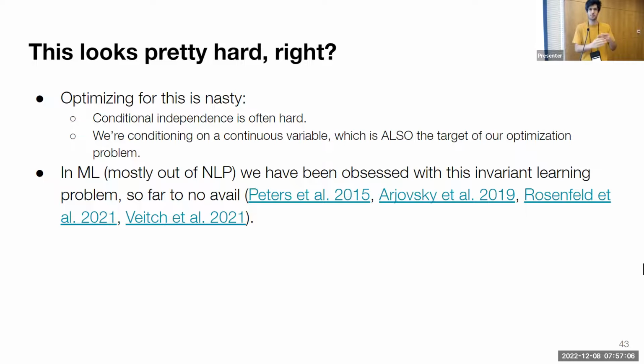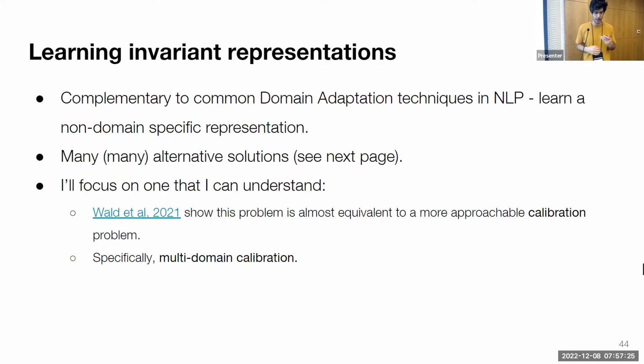So for the past, let's say, five years, the community has been obsessed with this idea of learning representations that are invariant to some environment features, and we have had some limited success so far. Some things have worked better than others. We can think about this in a way that's complementary to the domain adaptation techniques in NLP. In domain adaptation problems in NLP, we're trying to learn a way to move between domains. We want to keep all of the domain-specific information, but be able to use it at test time.